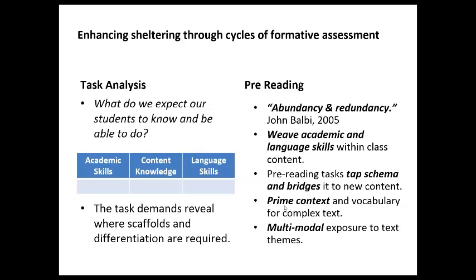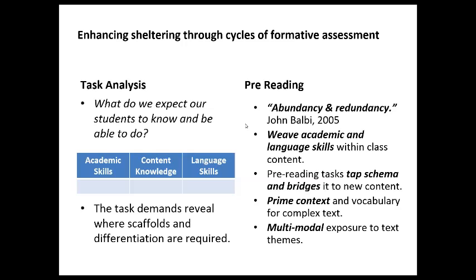A dear mentor of mine, I have no idea where I'd be without this man, and I hope he's out there listening. His name is John Balby, and he used to tell us abundancy and redundancy, that we create abundant and redundant opportunities in and out of complex text so that our students are negotiating and fussing with it, and they're building the capacity to make meaning of that text instead of watering it down. That we scaffold up to these complex texts. We're also being mindful of how we're weaving all of these things together.